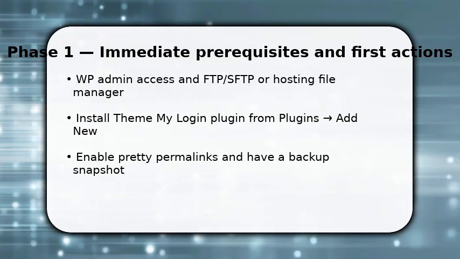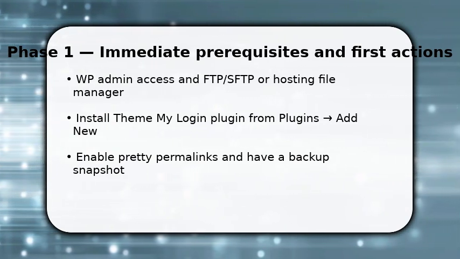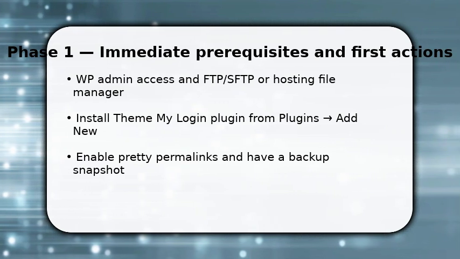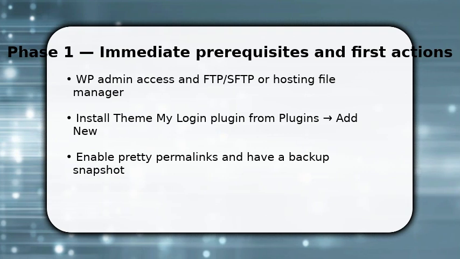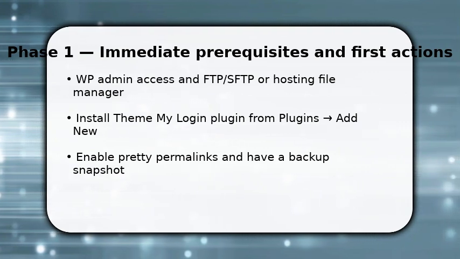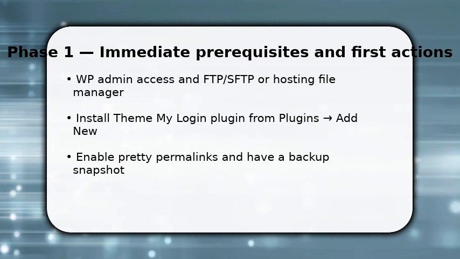You begin with credentials and access. Log into WP Admin now and confirm you can upload plugins. Install Theme My Login from Plugins, right arrow Add New and activate it immediately. Once done, make sure permalinks are set to anything but plain so the plugin's pages resolve.